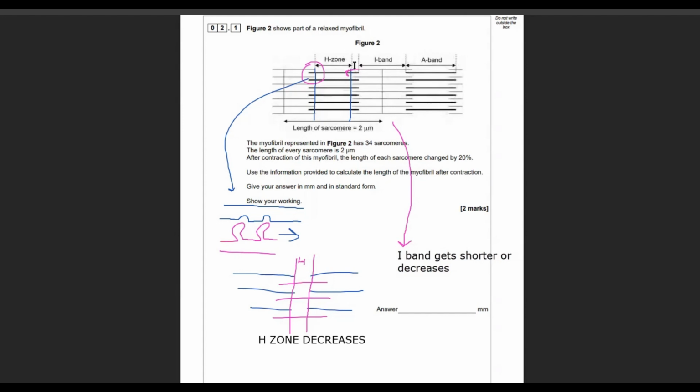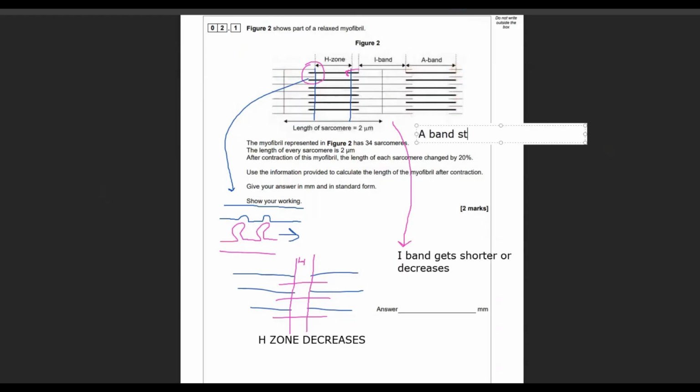Now, if we look at the A band, very similar to the H zone, it corresponds exactly to the length of myosin. So the thick black band. So it is the length of the myosin myofilament, but it can be overlapped as well. Essentially, the length of the myosin filament is not going to change. It's not just myosin on its own. So the length of the A band is not going to change because it's wherever you have that thick line. It doesn't matter if it's overlapping. So the A band will never change its length, whether contracted or relaxed.